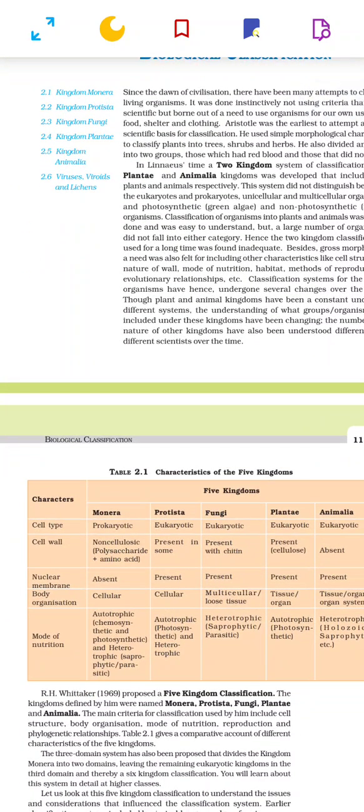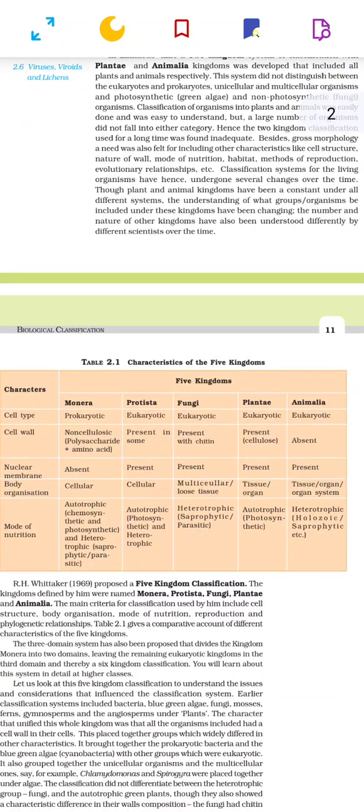Table 2.1: Characteristics of the five kingdoms according to R.H. Whittaker. Characters are numbered. Number 1, cell type, and there are five kingdoms according to evolutionary relationship. First is Monera, second Protista, third Fungi, fourth Plantae and fifth Animalia. Cell type: Monera is prokaryotic, Protista is eukaryotic, Fungi is also eukaryotic, Plantae is eukaryotic and Animalia is eukaryotic.